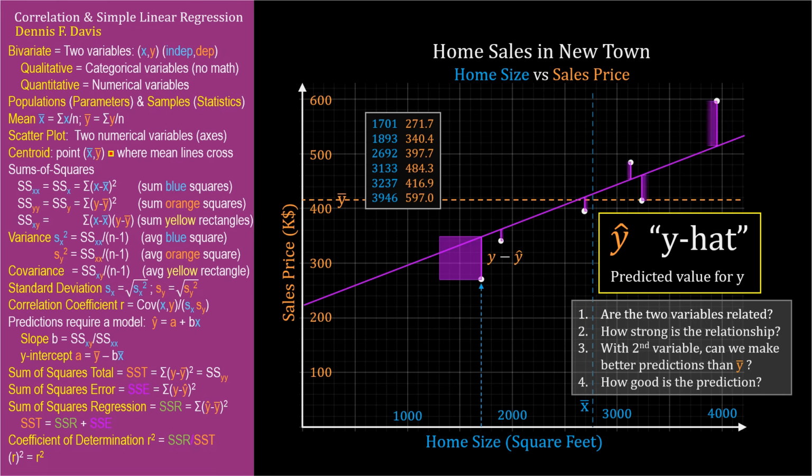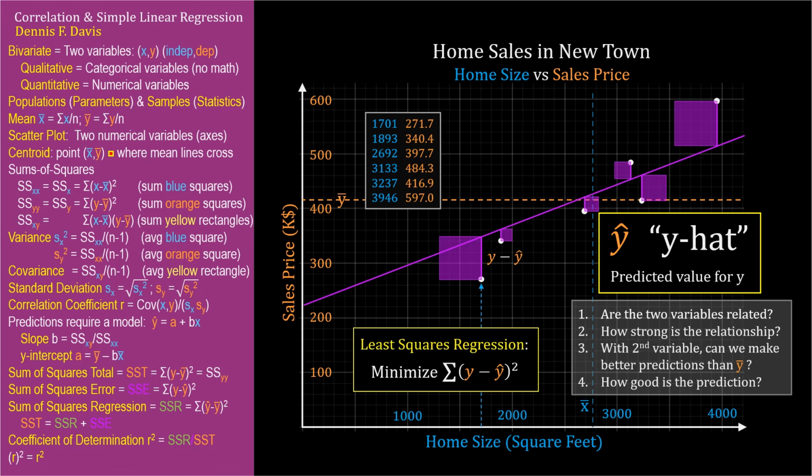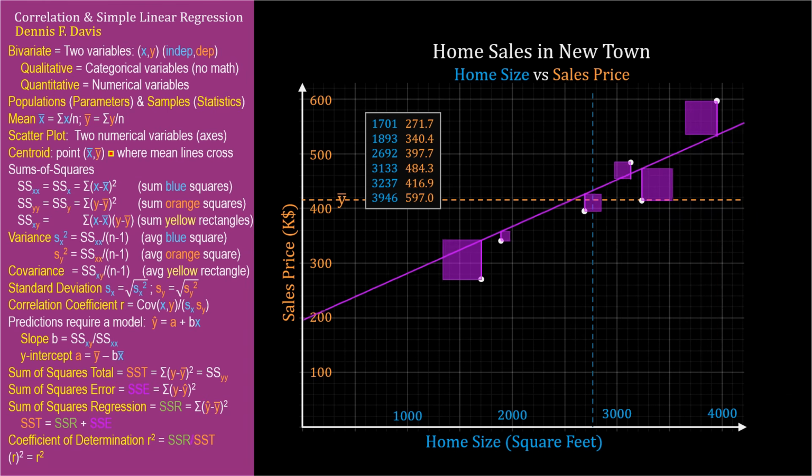Every point gets a square whose sides have length y minus y hat. Some big, some small. The greater the vertical distance from the point to the model line, the bigger the square. The definition of the best fit line is the line whose squares have the smallest area. So you might hear linear regression called least squares regression, because we're seeking to minimize these purple squares when we choose our model line. And different model lines will have different squares.